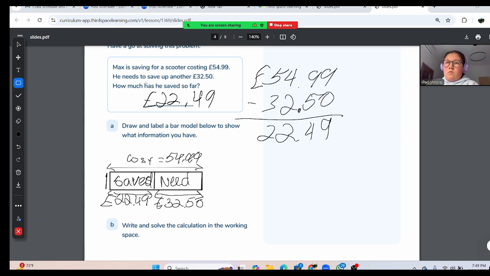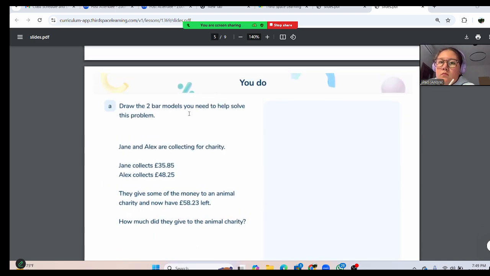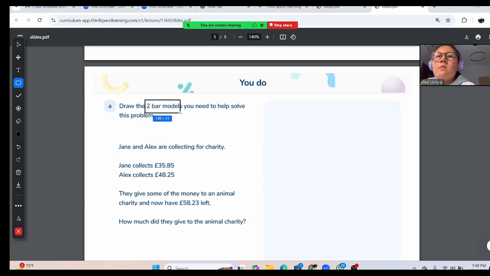That's great. Let's move ahead. Now we have this. It says draw two bar models. First it says read the question, please.